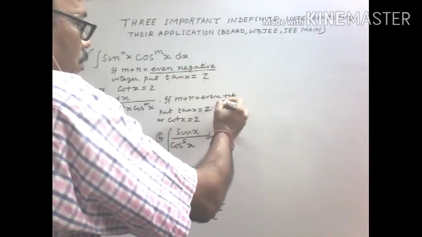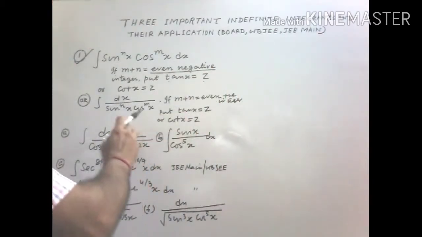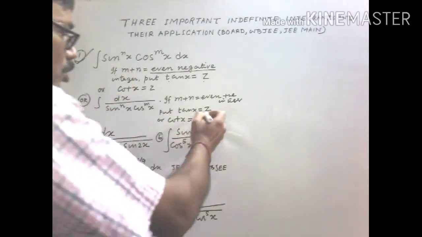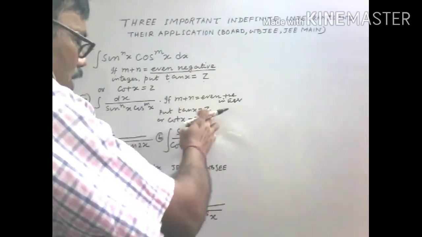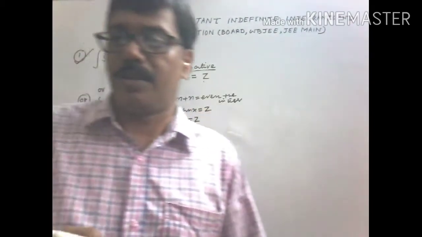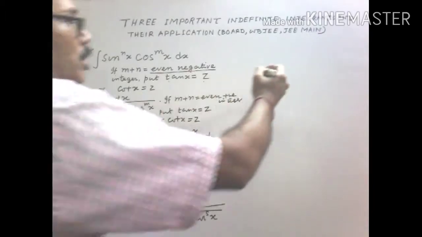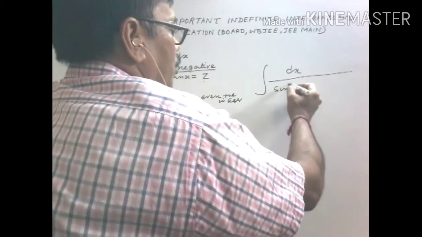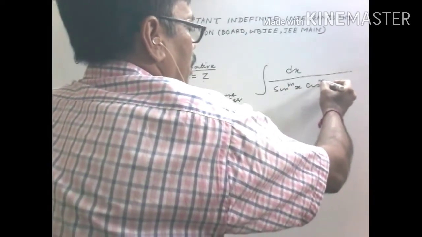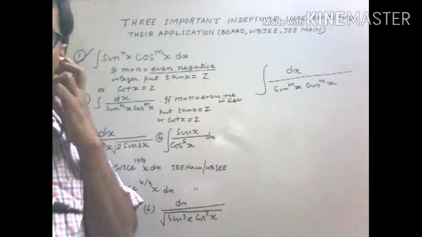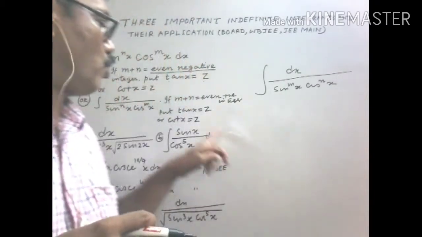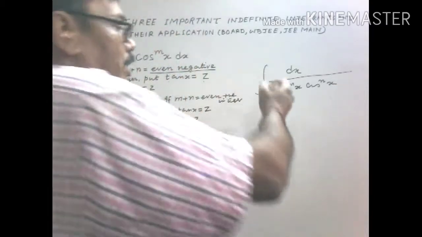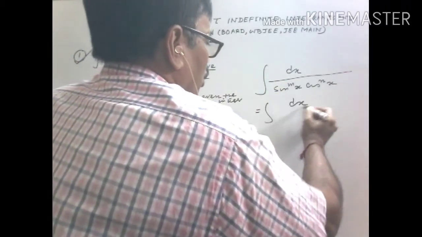This is because n is in the denominator. So the same transformation applies: tan x equals z, cot x equals z. So first, look at dx by sin to the power m x cos to the power n x, the general method. If m plus n equals even, we have to put tan x equals z or cot x equals z. So our main aim will be to get tan or cot here.